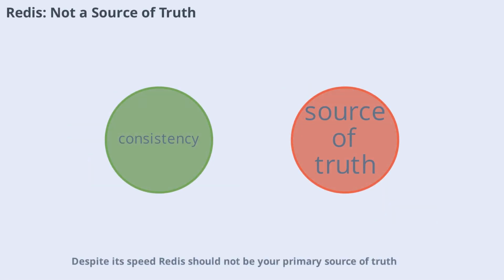Despite its speed, Redis should not be your primary source of truth. From a system design perspective, Redis is best used as a supporting layer to boost performance, not as the main database. This is because Redis by default doesn't guarantee strong consistency or high availability, especially in the face of crashes or network partitions. Understanding this limitation is crucial when deciding where Redis fits in your architecture.